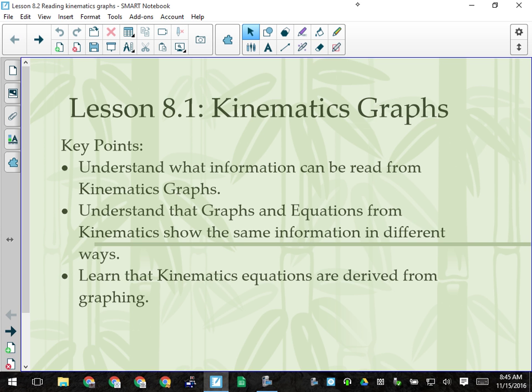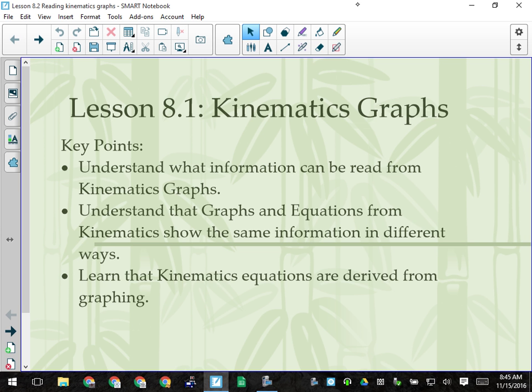The two kinds of graphs that we're going to look at will be position versus time graphs that tell us where an object is at various points in time, and velocity versus time graphs that tell us how fast the object is going and in what direction at various points in time. Everybody follow me there? So those are the two main graphs we're going to be looking at.